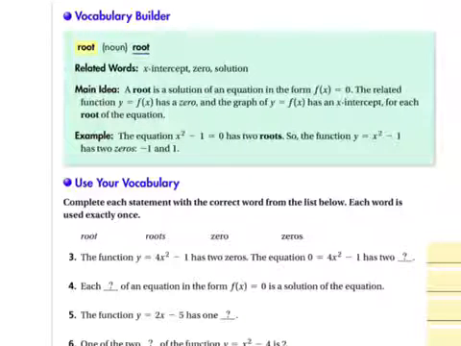Our vocabulary word is root. A root is a solution of an equation in the form f of x equals 0. Remember, f of x is a way of saying y. The related function y equals f of x has a 0, and the graph of y equals f of x has an x-intercept. That's where y equals 0 for each root of the equation. So use this vocabulary and fill out the 4 questions at the bottom.